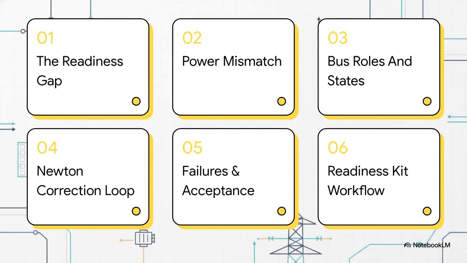Here's our quick roadmap for this orientation. We'll hit the readiness gap, define the power mismatch, look at bus roles and states, walk through the Newton correction loop, talk about failures versus engineering acceptance, and wrap up with how to actually use the readiness kit workflow.